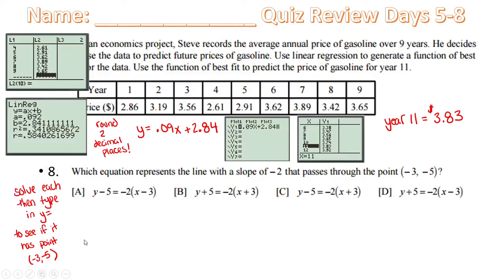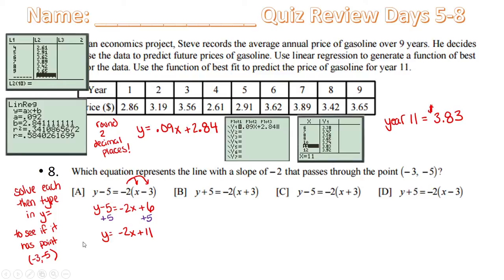But what we have to do is type each one of these into y equals after we solve it, and then see if it has the point -3, -5. So if you distribute on A, you're going to have -2x, and then -2 times -3 is +6. Again, I got to get y by itself, so that means I'm going to add 5 to both sides of the equation. So that means I'm going to combine these like terms, and now I have +11.